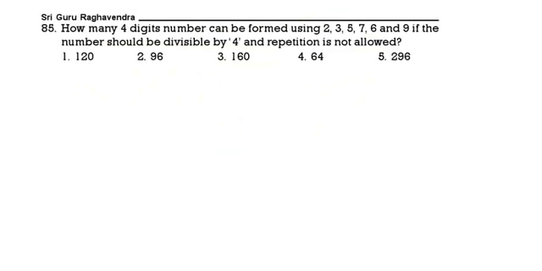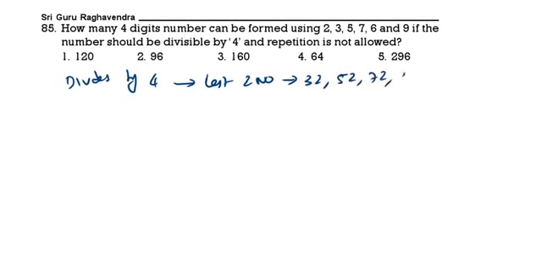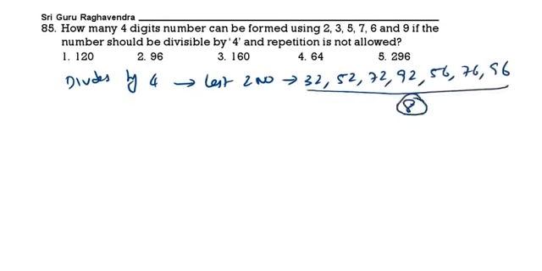Next question. How many 4-digit numbers can be formed by using the digits 2, 3, 5, 7, 6, 9 if the number is divisible by 4 and repetition is not allowed? So divisible by 4 means the last 2 digits should be either 32 or 52 or 72 or 92 or 56, 76, 96. Total we are having 8 numbers.